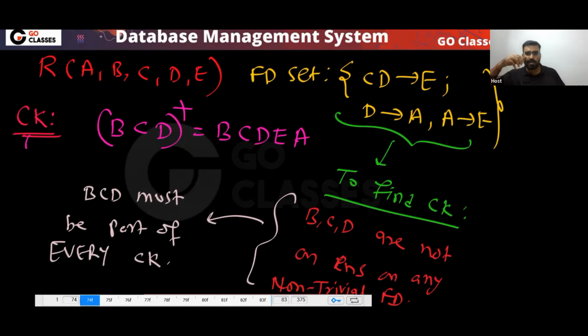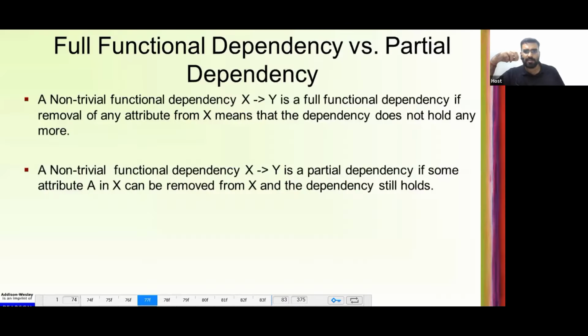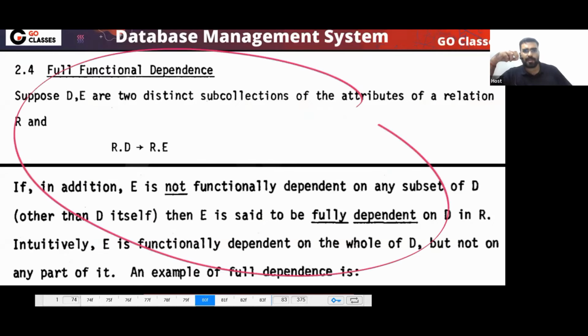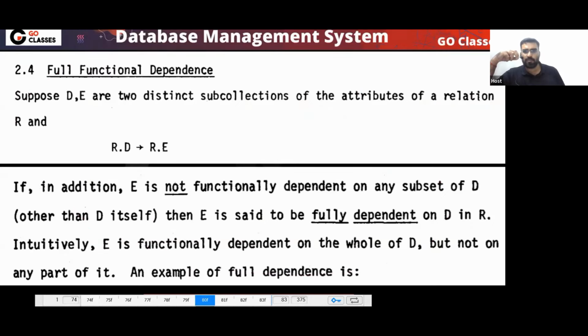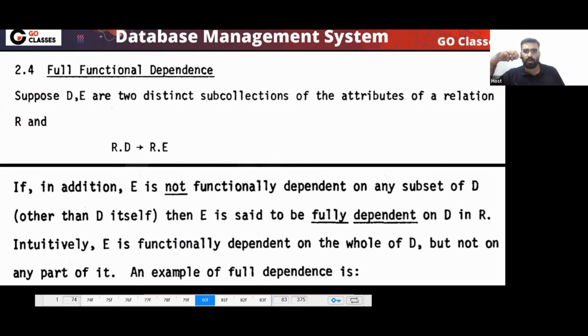Now let's move on. What is the definition of fully functional dependency? We have seen the fully functional dependency definition and the partial dependency definition. You can check it out from the Navate. These definitions we have seen, and you can read these slides. This is the original paper of Codd. I told you these screenshots are from the original paper of Codd.